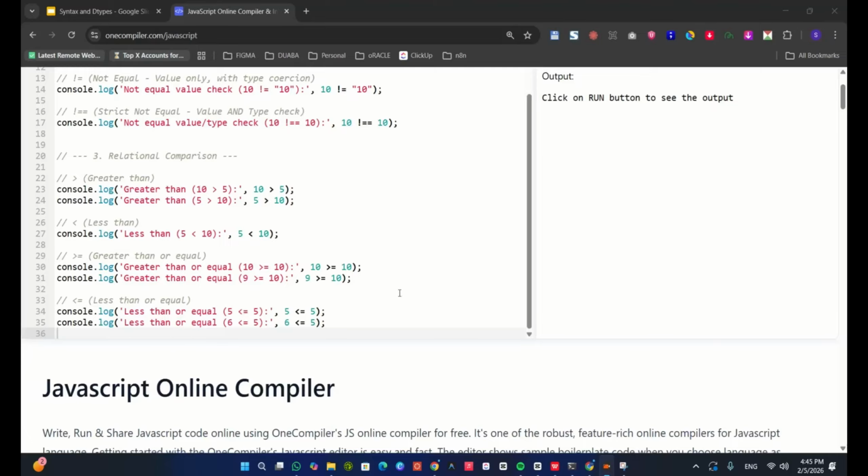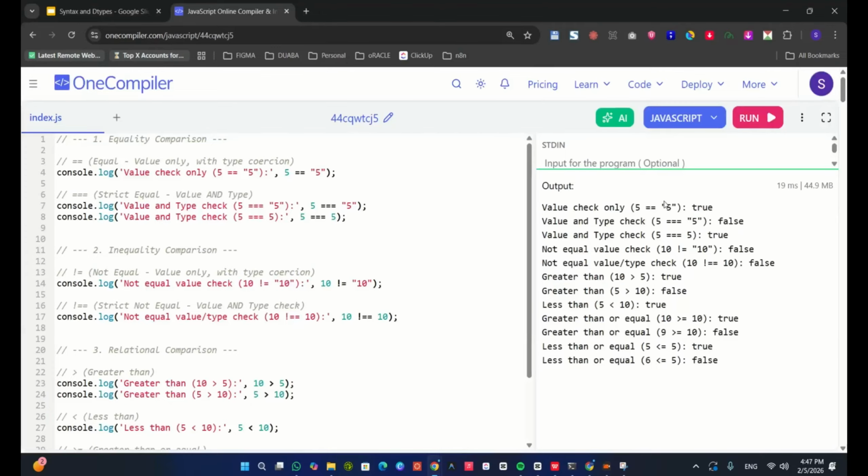So let's look at the results. From the terminal, we have true from line 4. The 5 from the string was converted into a number type, and then we check the values on both hand sides. Each of them is 5, so the result is true. For line 7, where we are using strict equal, the result is false because the data types are different, but the values are the same. And on line 8, we have true because both values are from the same data type.